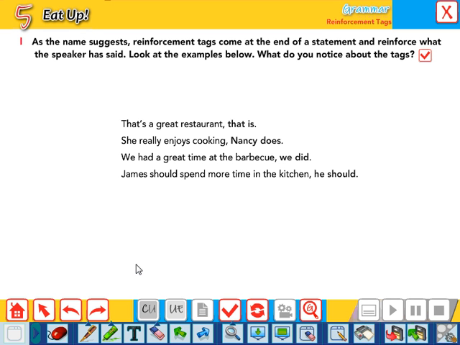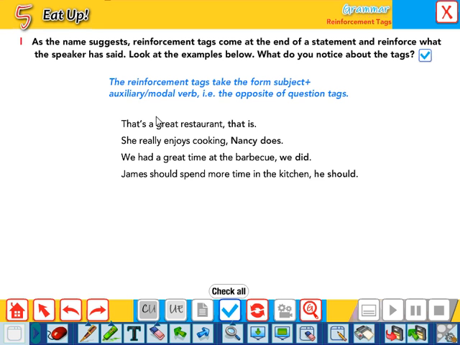The second one, reinforcement tags. As the name suggests, reinforcement tags come at the end of a statement and reinforce, stress what the speaker has said. Look at the examples below. What do you notice about the tags? That's a great restaurant. That is. She really enjoys cooking. Nancy does. We had a great time at the barbecue. We did. James should spend more time in the kitchen. He should. Okay. The reinforcement tags take the form subject plus auxiliary, helping verb, or modal verb, the opposite of question tags. Okay, it's the opposite. The subject, auxiliary, means helping verb or modal verb, according to the sentence.